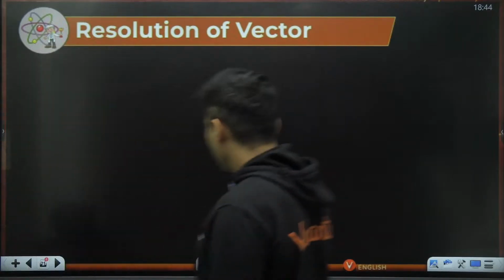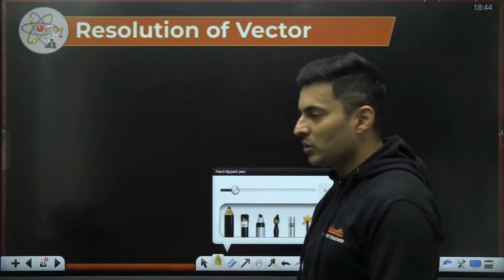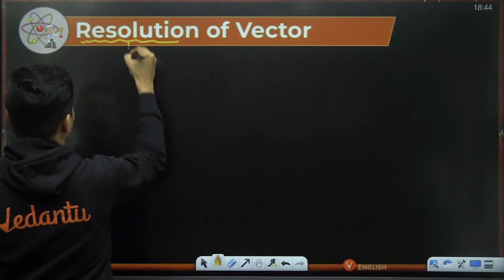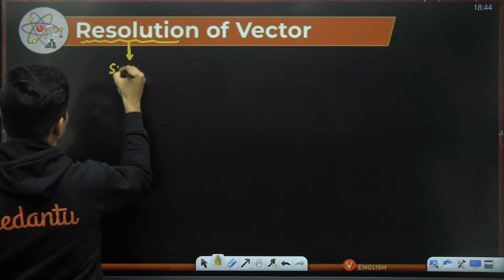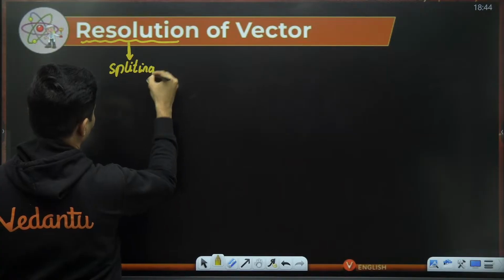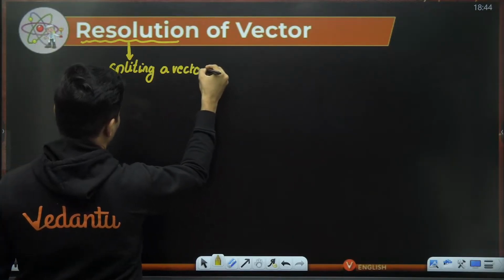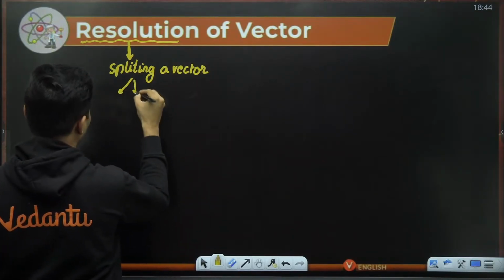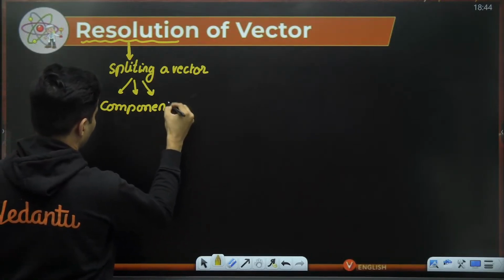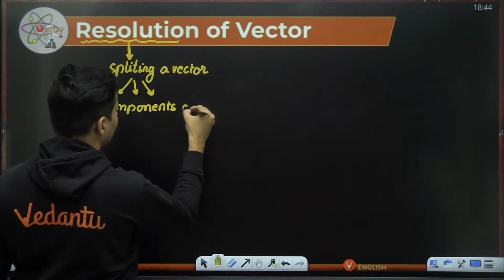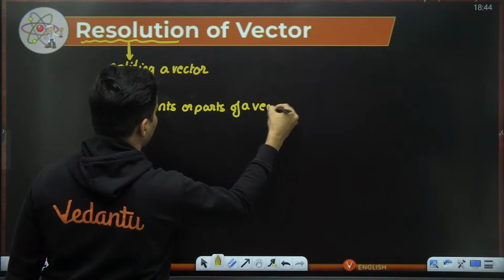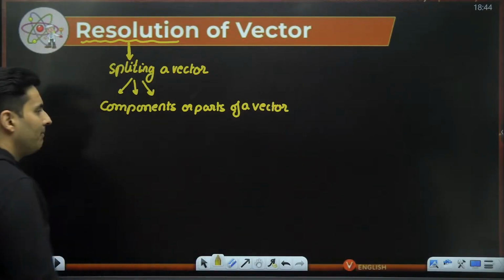So resolution means you are going to split a vector. Resolution is basically splitting a vector. And when I split a vector, I break it down into parts, which are basically called the components. The components, or basically the parts of a vector.